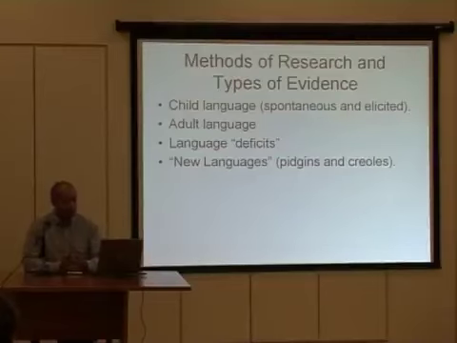Some methods of research and types of evidence that are used in language acquisition research about these two questions, about what it means to know language and the role of the input and the environment. People have looked at child language, spontaneous and elicited. Spontaneous meaning that you just record them when they are speaking, or elicited where you set up some kind of task and you elicit some data that you want. People have looked at adult language, particularly second language acquisition of Arabic as a second language, Spanish as a second language, German or English as a second language. People have also looked at that to see if we can get some deep insights into acquisition of language.